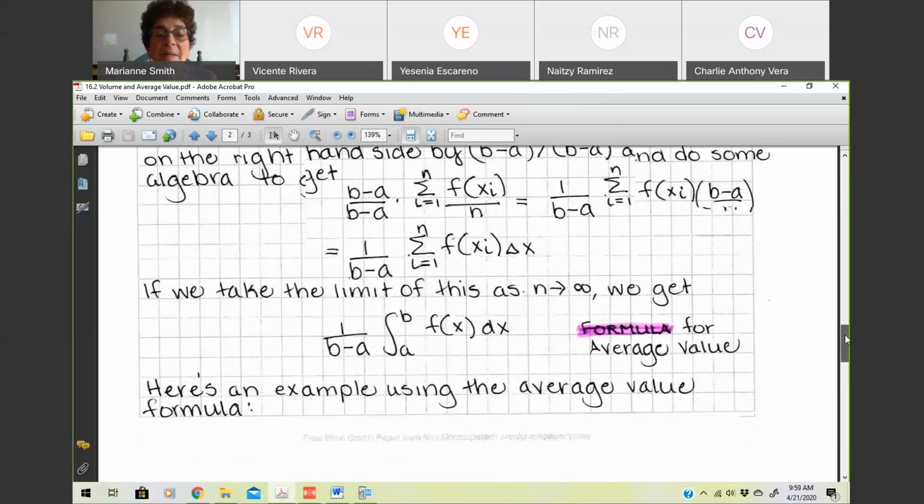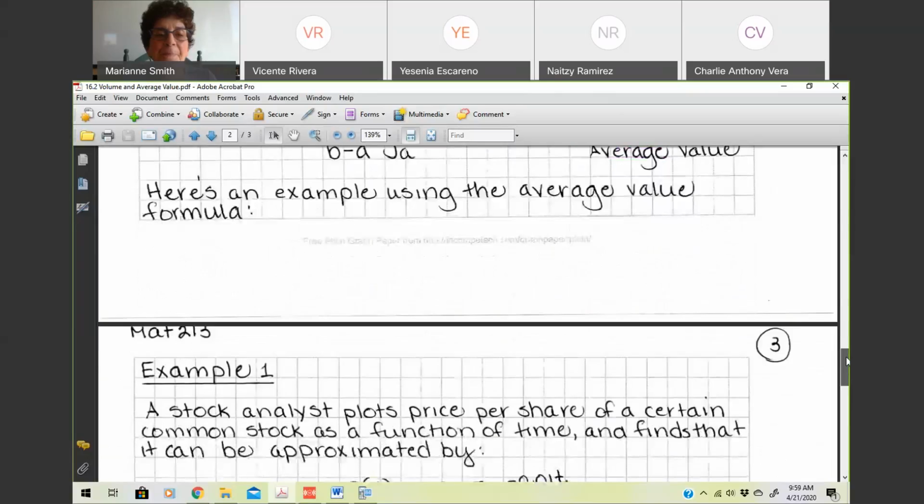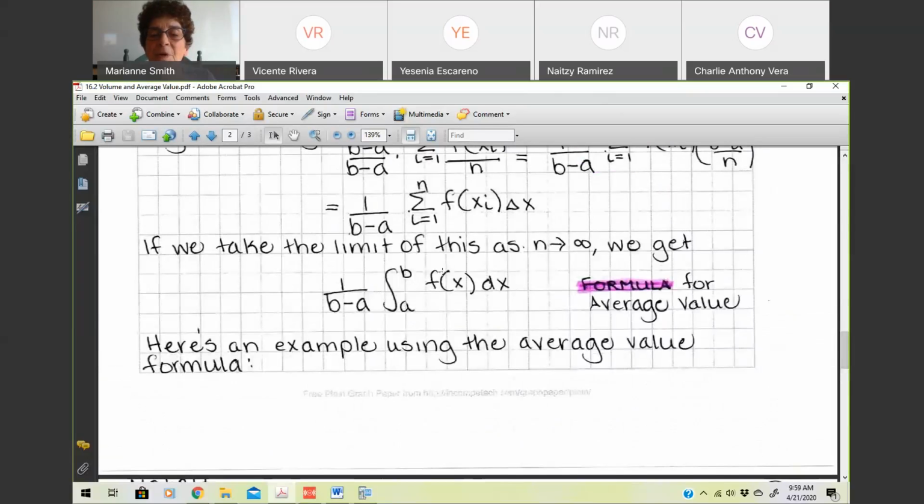All right, as long as we're good at this point, let's work through an example. So this is what you want to remember. Again, it's a definite integral from a to b, but just remember you have this 1 over b minus a out front. That's the only thing to remember.